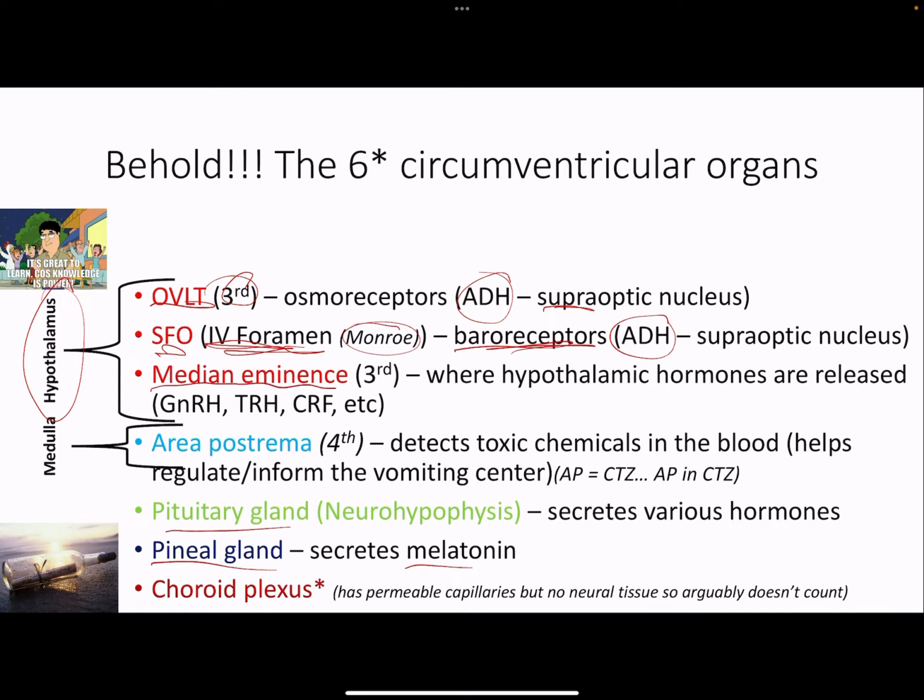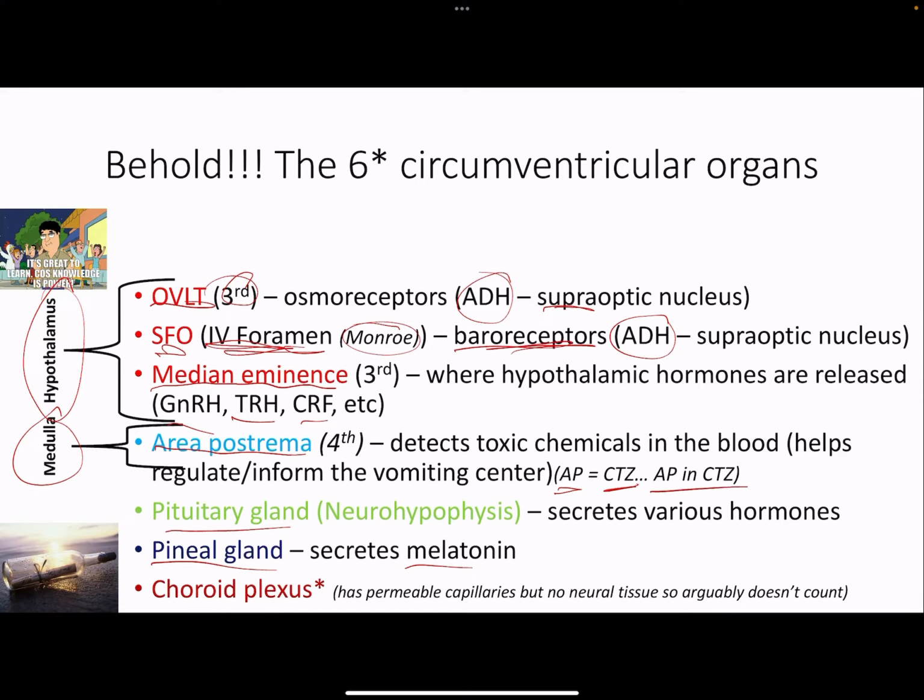The median eminence, we said that the hypothalamus needs to communicate with the pituitary, and this is how it does it: gonadotropin releasing hormone from the preoptic area, the TRH, CRF, etc. Then in the medulla, we have the area postrema. This is going to detect toxic chemicals in the blood, and it's going to help regulate and inform the vomiting center. So the area postrema, I would just think of it as the chemoreceptor trigger zone, the CTZ.